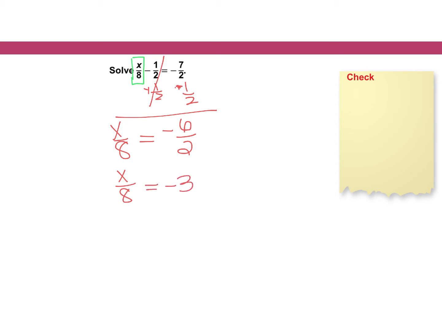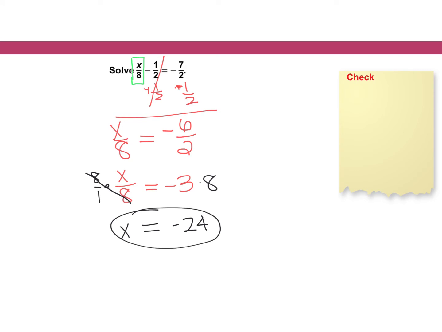And now I have to get x by itself because I was told to solve. So this is x divided by 8. To undo that 8, I'm going to multiply both sides by 8. And when I do that, my 8s will cancel here, leaving me with just x. And negative 3 times 8 is a negative 24.